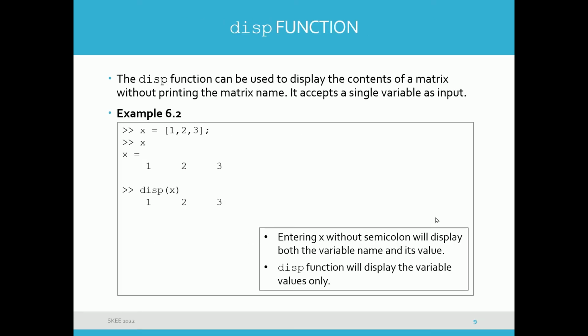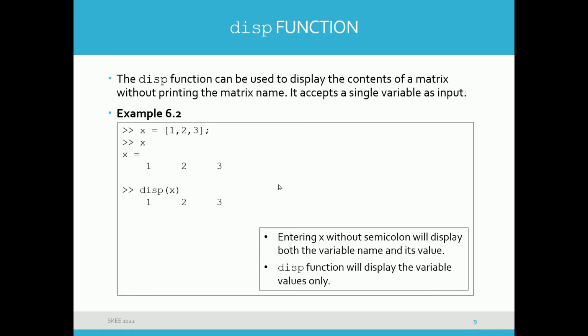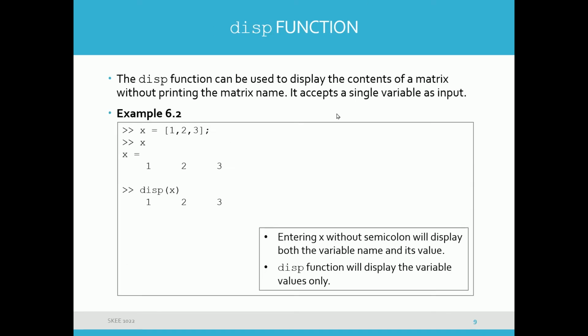We start with the display function. I think you already know it because it has been used in the previous chapter. You can see here, x is equal to 1, 2, 3. If you don't put a semicolon or you just write x, you will get the answer. Or you can just display x, and you will get the answer. So that is what I said before, without semicolon, or you can use the display function. Either way you can get the result. I think that's it. The display function is direct to the point.